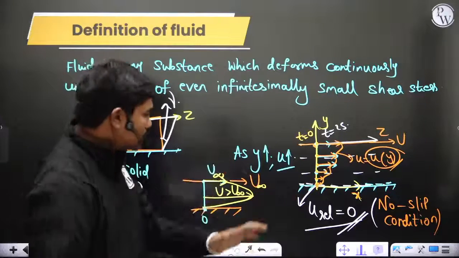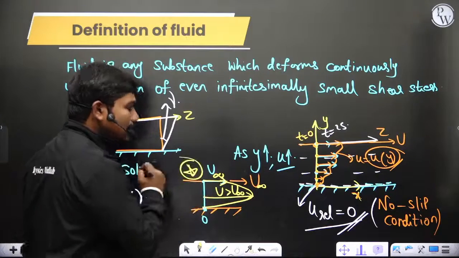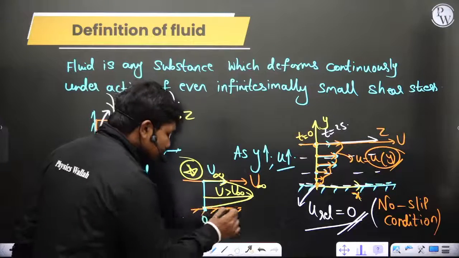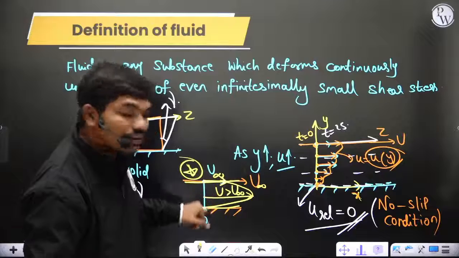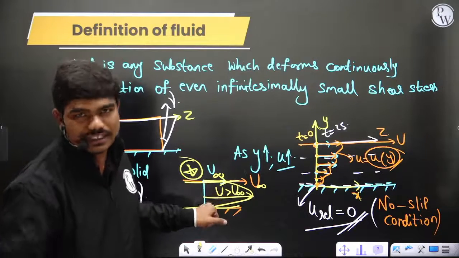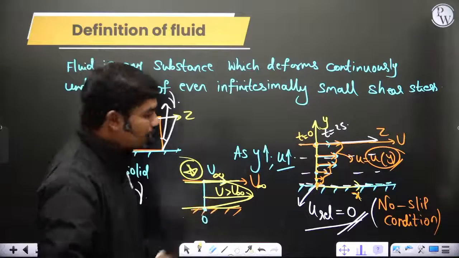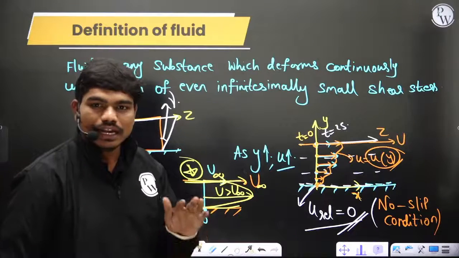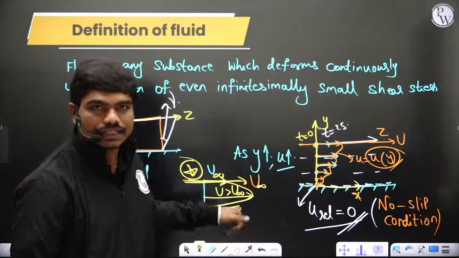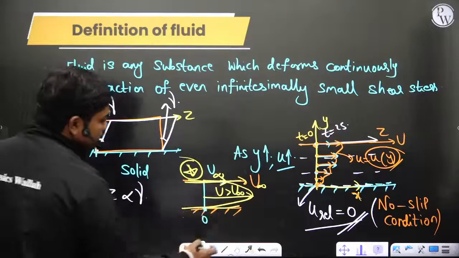So this is one very important interview question also. Many times they ask you that if this plate is fixed and this plate is moving at u infinity, can any layer in between have a velocity which is more than u infinity? And generally people say no, because they feel that here the velocity is actually maximum, but it need not be the case, okay? I'll show you how this happens when we do the Navier-Stokes equation, okay? Now this is greater than u infinity.